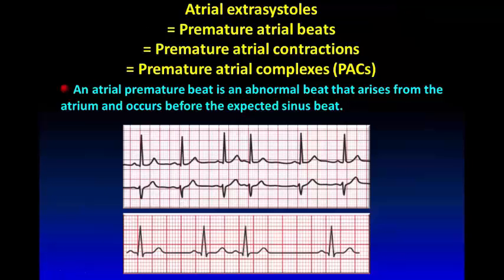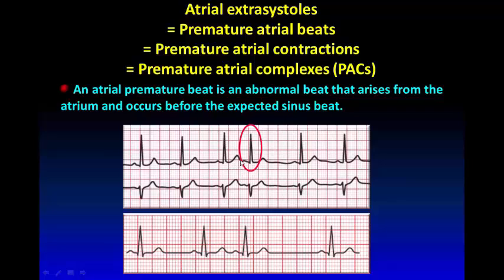An atrial premature beat is an abnormal beat which arises from one of the atria and occurs before the expected sinus beat. This is how an atrial premature beat, or an atrial extrasystole, appears in the ECG. This is a normal beat. This is a normal beat. This is a third normal beat.